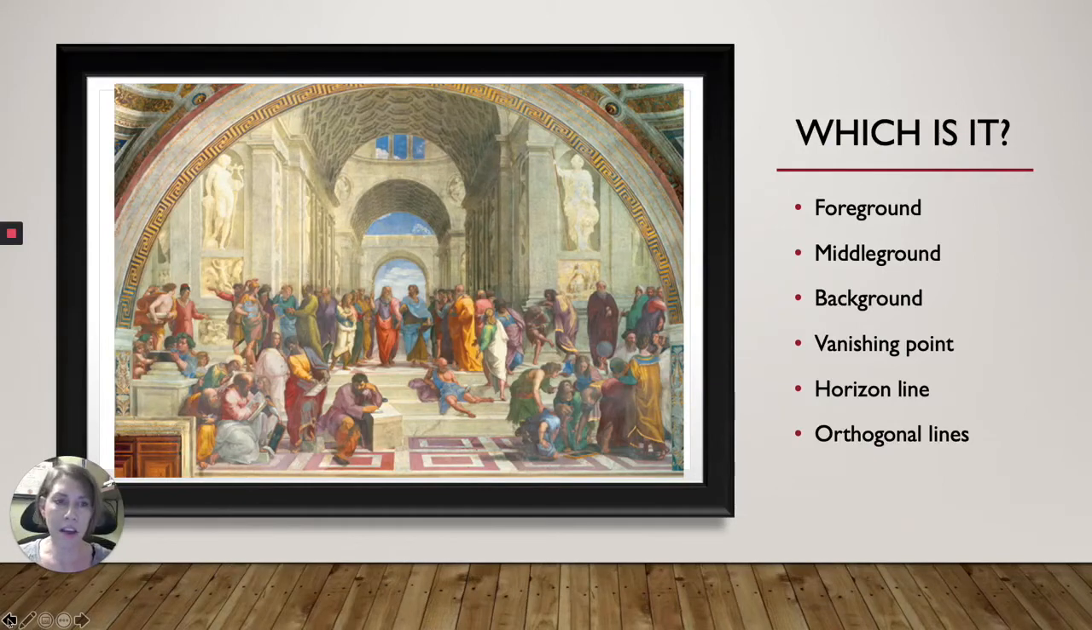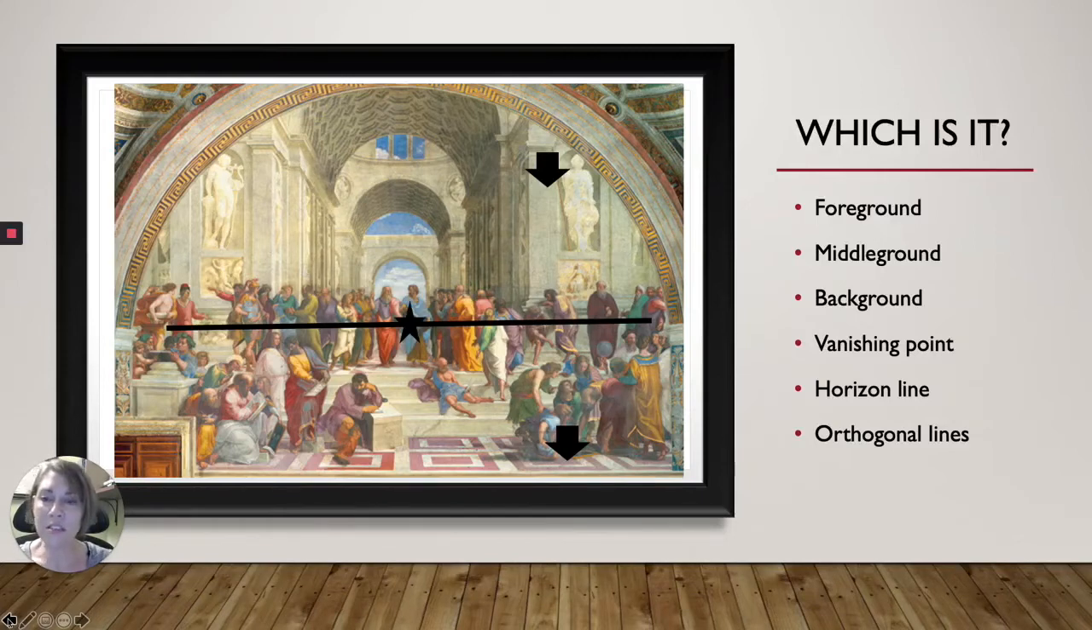So here we have another one. Let's try this one. There is our horizon line. Good job. It's a little hard to see in this one. We kind of have to imagine we can see through all those people standing up there on the stairs. Then we have way in the back, background. Way down here in the front, and things are bigger, foreground.